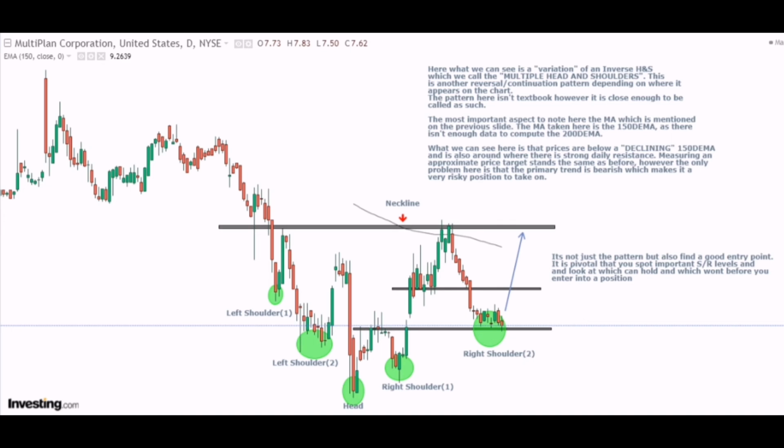You can see, however, that Multiplan Corporation is below a declining 150-day exponential moving average, which makes it very risky to trade the pattern. Please keep in mind that these don't just happen in weekly and daily charts. These can appear on the 5 minutes, 30 minutes, and so on. What's important to note is that the longer the time frame the pattern appears on, the more important it becomes.